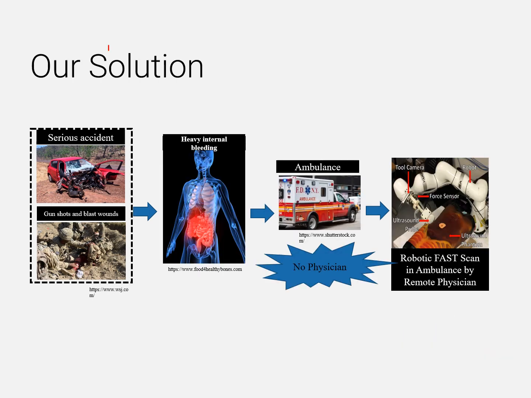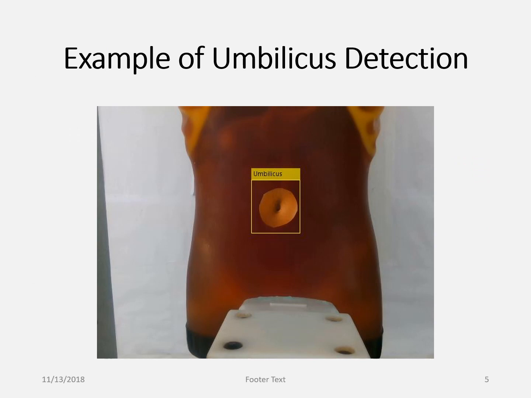So our solution to this problem is to have a robot in the ambulance itself which can do the FAST scan, and the radiologist can control the robot, or the robot can do this autonomously. Now to do it autonomously, the robot will first have to localize itself with respect to the patient, and for that to happen, we need to detect the umbilicus, and using this the robot will be able to localize itself with respect to the patient.